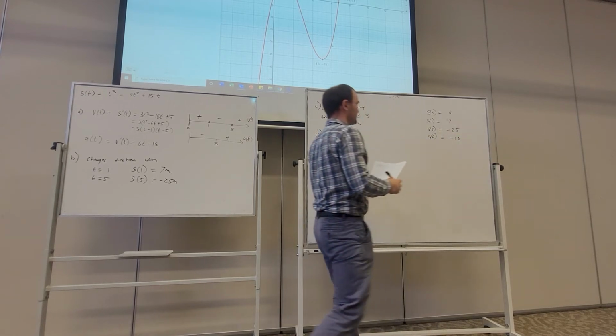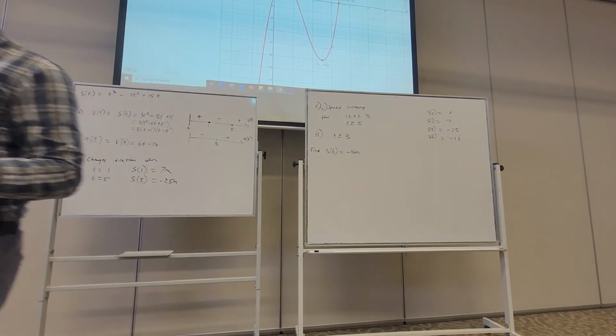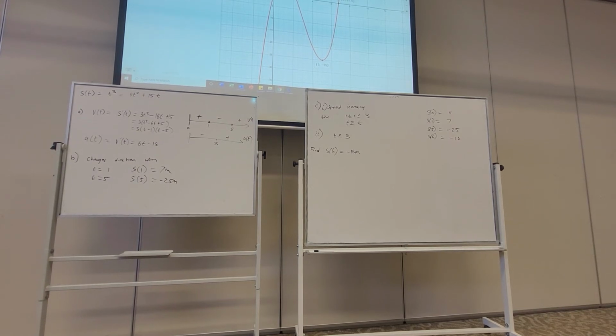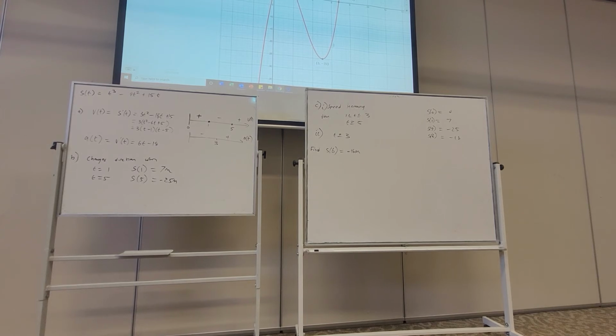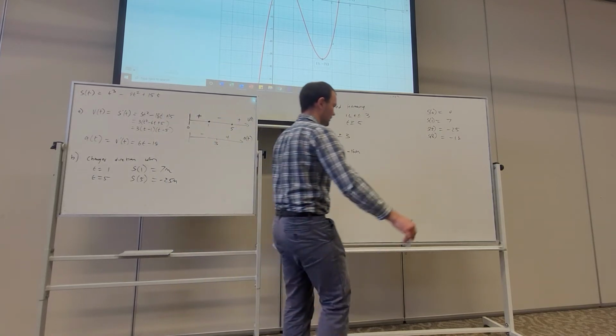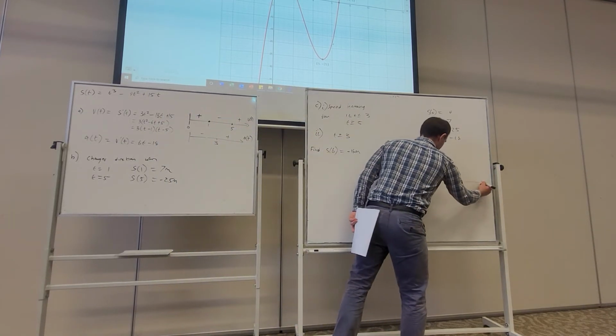So let's describe what's happening to this particle. First off, it starts moving to the right until it gets to 7 meters, and then it starts moving back to the left until it gets to minus 25 meters, and then it starts moving to the right, and it's going to keep going that way forever, although we finished our journey at 6 seconds. Find S of 6.